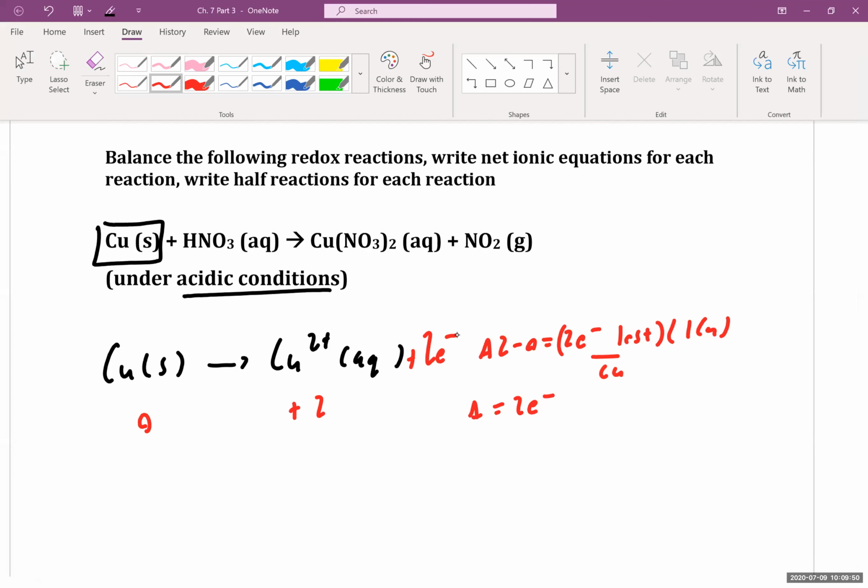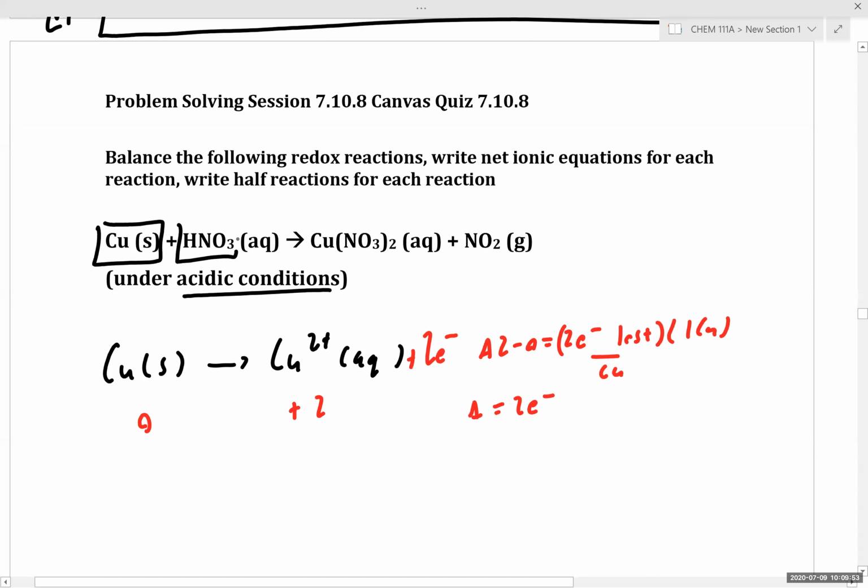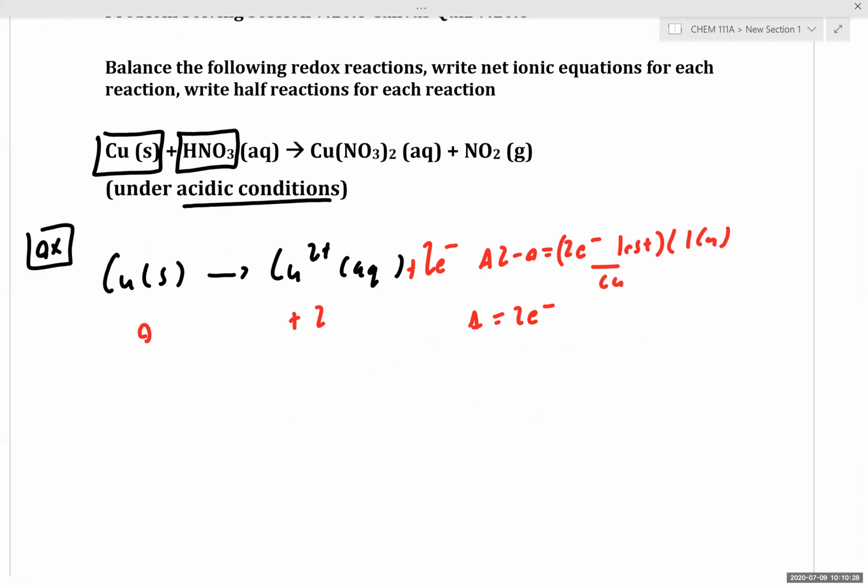Now I'd like you to take about another 3 minutes and try to write the half reaction for nitrate. So we have our oxidation half reaction. Now let's figure out our reduction half reaction. So let's try to work on writing out our reduction half reaction for the reduction of nitrate. And we'll review the second half reaction in about 3 to 4 minutes.